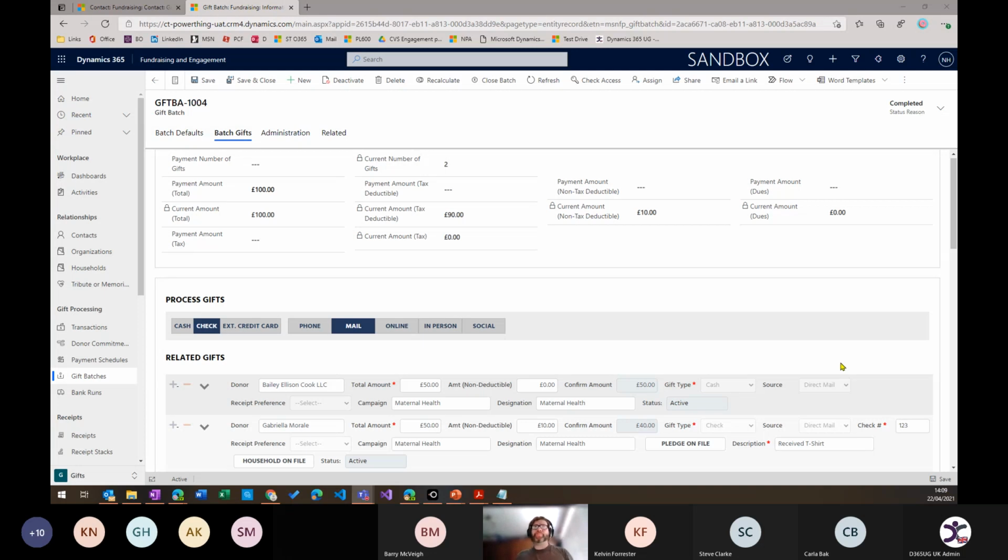It's also worth saying both products are provided free by Microsoft to non-profits. So the non-profit accelerator, you can go and download and install within your instance. Fundraising engagement, because it is a product, is a little different. It is free, but you've got to have a sales enterprise license, I think it is, to be able to use it. So there is a license cost associated with the Dynamics instance you installed it on, but the functionality itself and the solution is free.